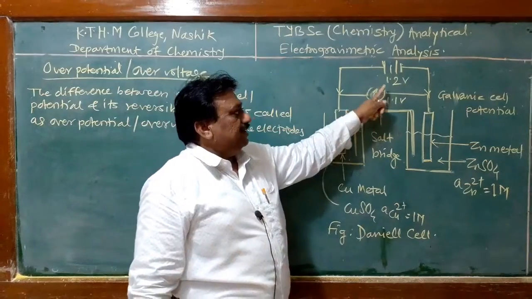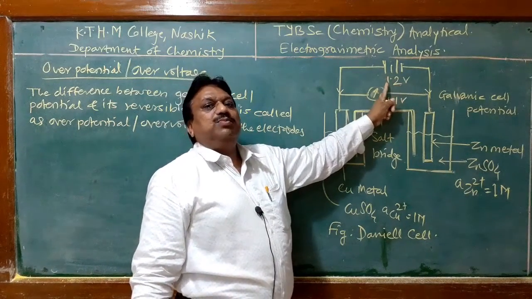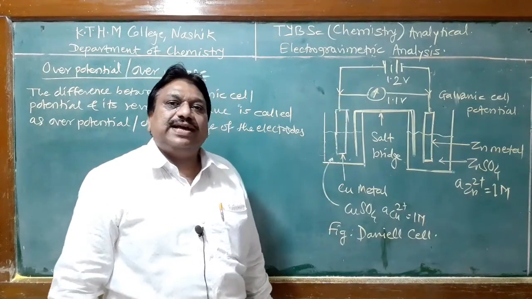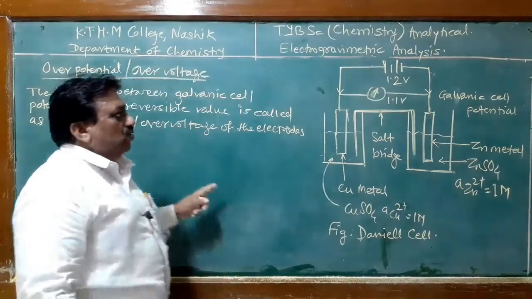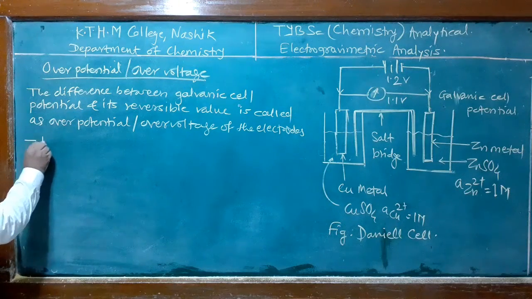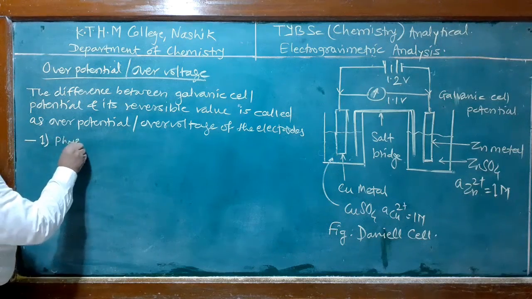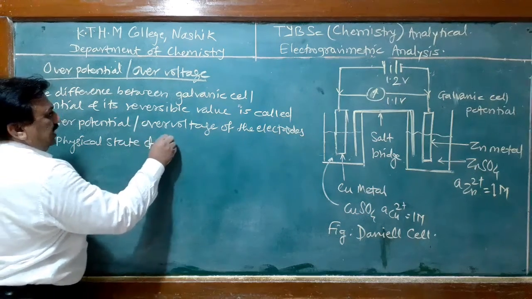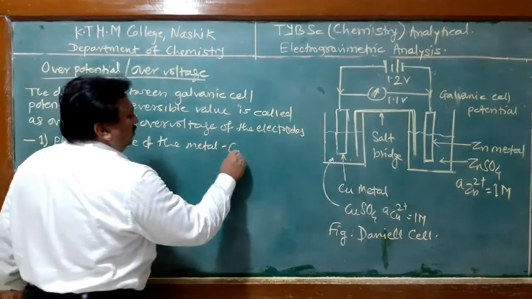Therefore, the difference between 1.1 volt and 1.2 volt, or 1.2 volt minus 1.1 volt, this difference is called overpotential or overvoltage. Now this overvoltage or overpotential is governed by the following factors. Number one is the physical state of the metal. Metal means electrode.